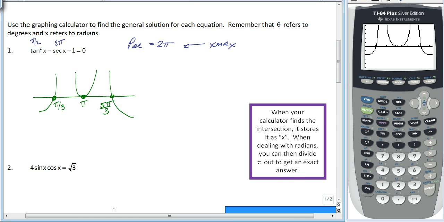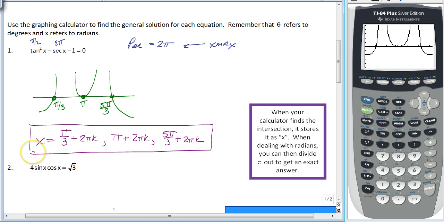So how do we write our final answer? Well, you need to list all 3 of them, but since we're finding general values, x is equal to pi over 3 plus your period, so 2 pi k. And we're also going to have pi plus 2 pi k. And our last one is 5 pi over 3 plus 2 pi k. And that's it. You need to find all the intersections, but the calculator does all the work for you.